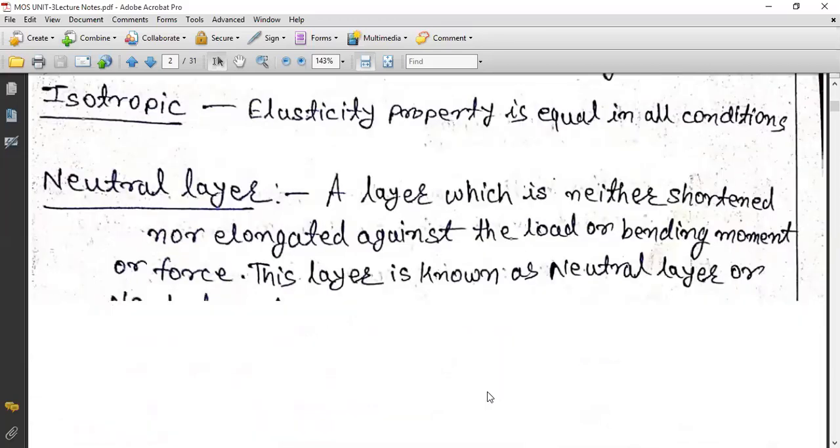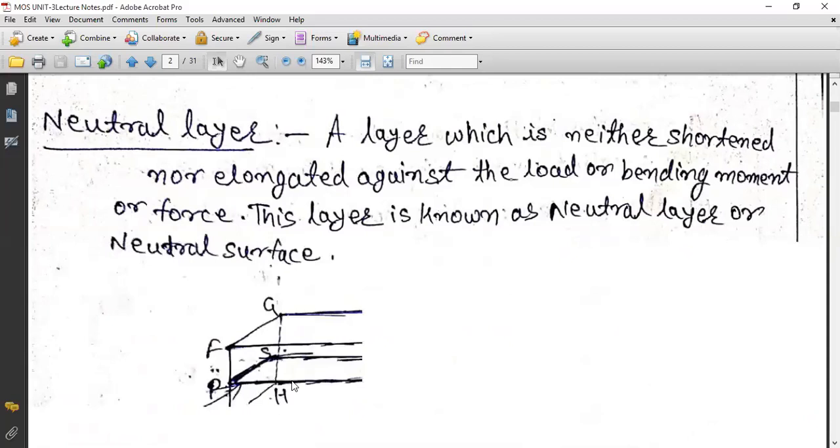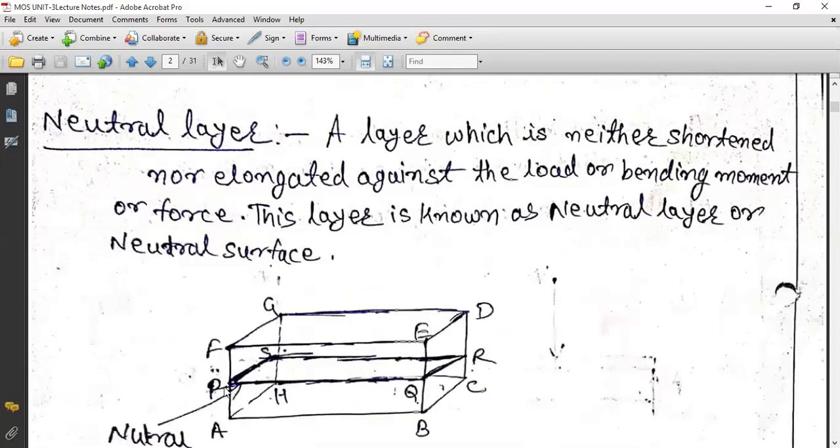What is neutral layer? If you see this diagram, this is one cuboid. In this cuboid, PQRS is the neutral layer, with layers above and below it. Neutral means a layer which is neither shortened nor elongated against the load, bending moment or force. So this layer is known as the neutral layer or neutral surface.